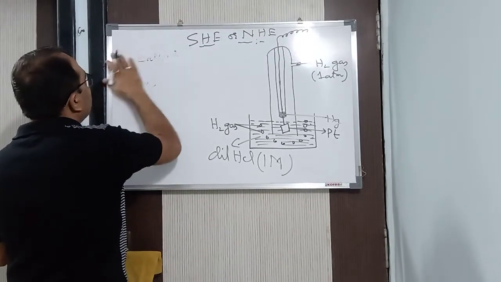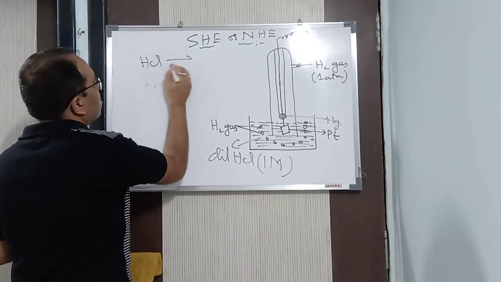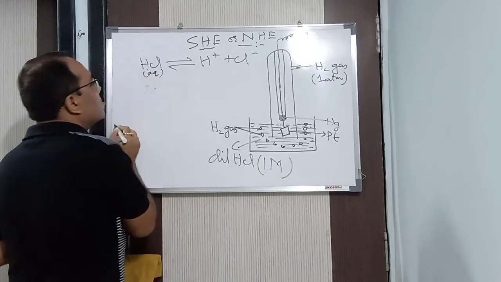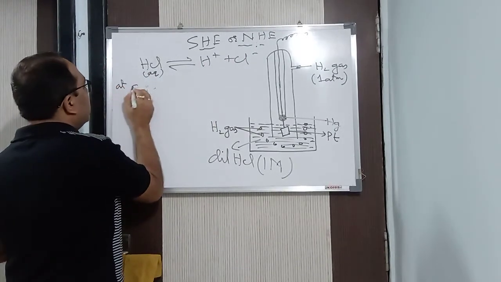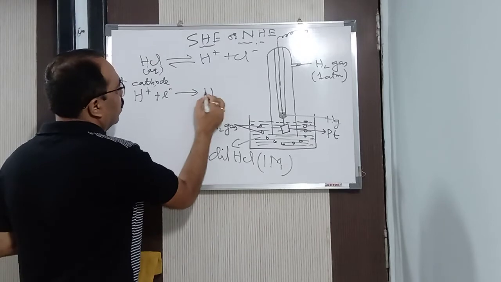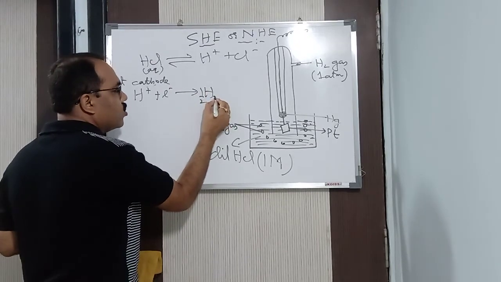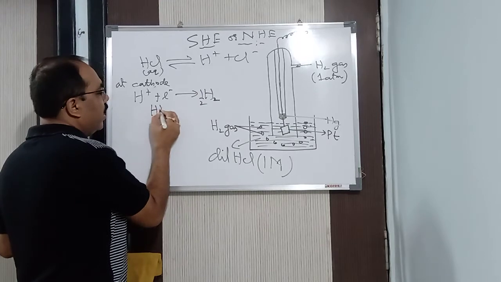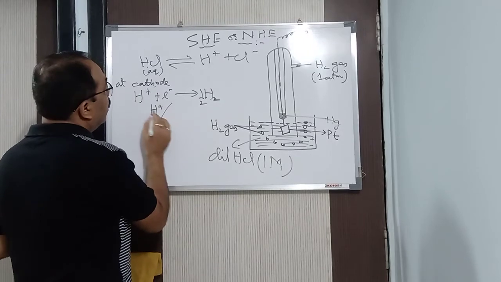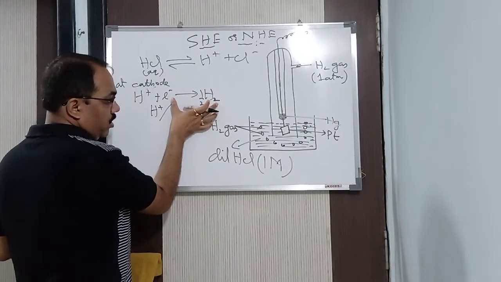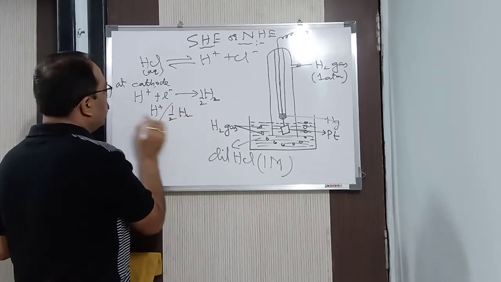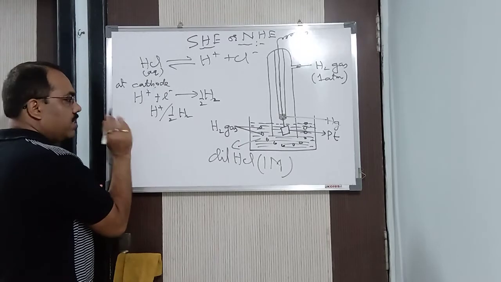But before that, you need to understand that aqueous HCl dissociates to give H+ and Cl-. So at the cathode, reduction means H+ plus e- will give you half H2. Why did I write half H2? Because H does not exist as a single atom. This is the cell representation: H+ / half H2 at the cathode. Got it?